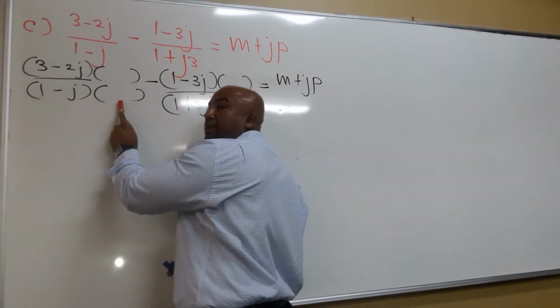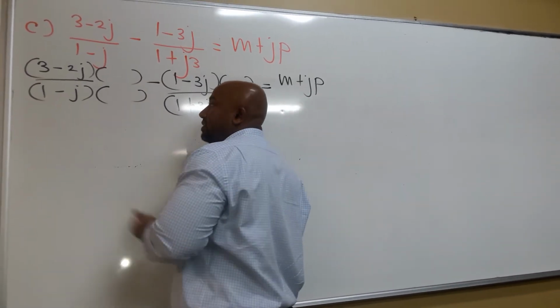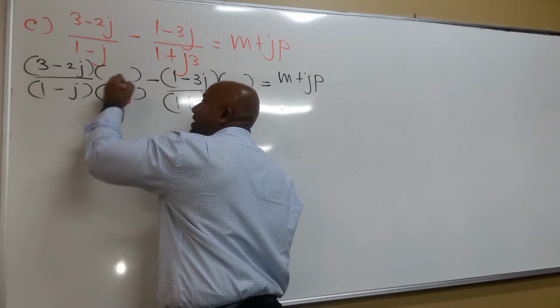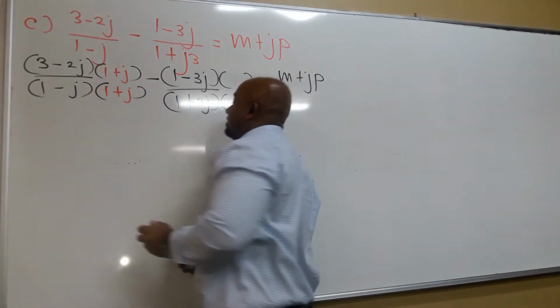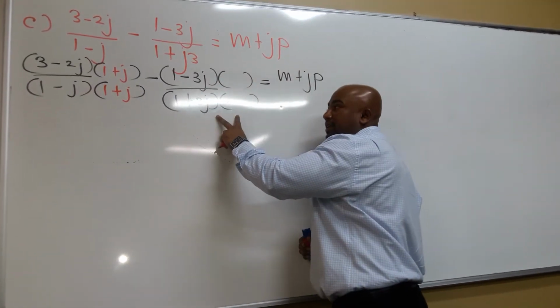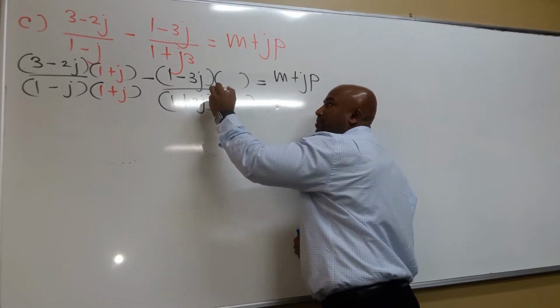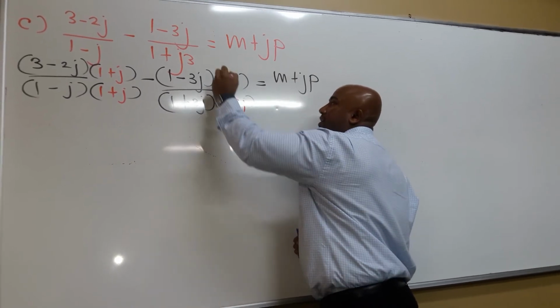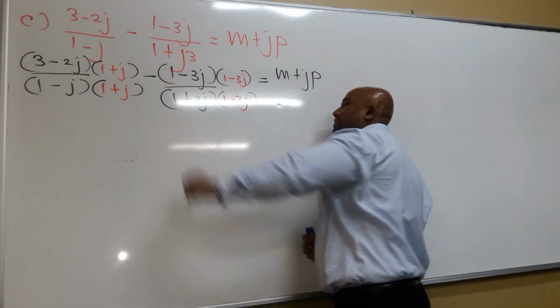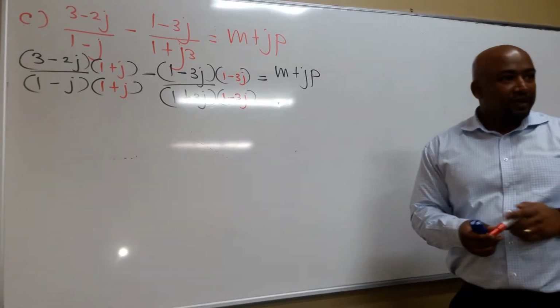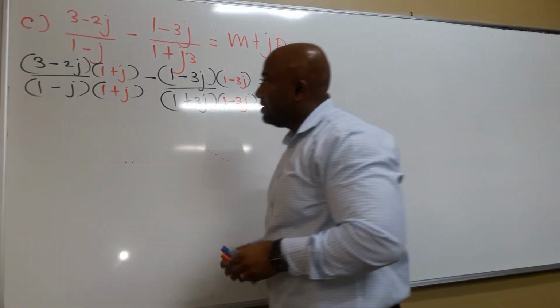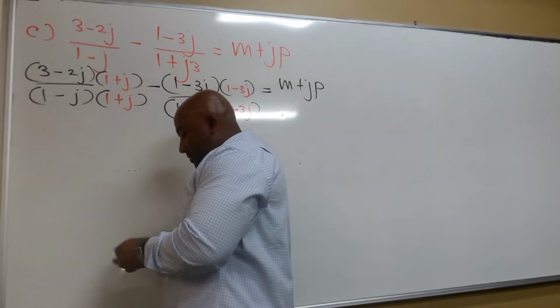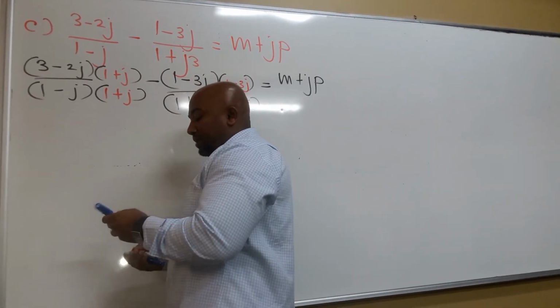So, what will I multiply this by? This will be 1 plus j over 1 plus j. What will I multiply this one by? This will be 1 minus 3j over 1 minus 3j. So we're going with this option. Now, let's multiply out the top and then the bottom for each one.